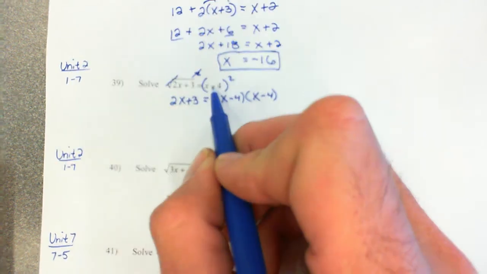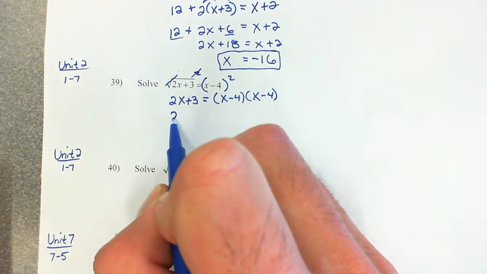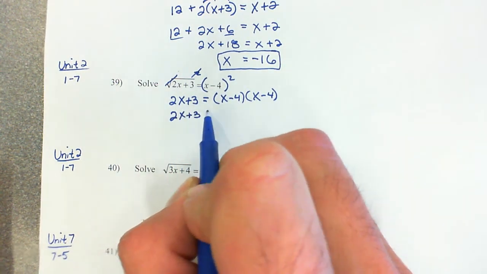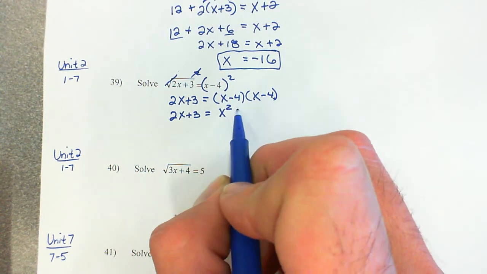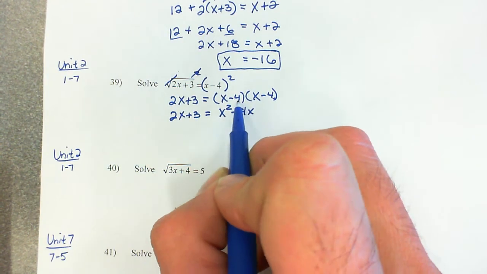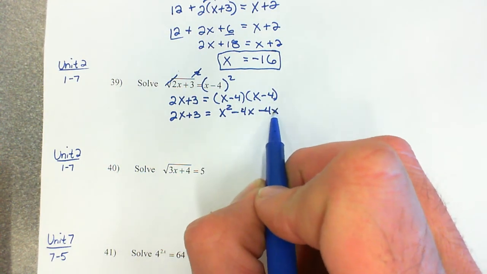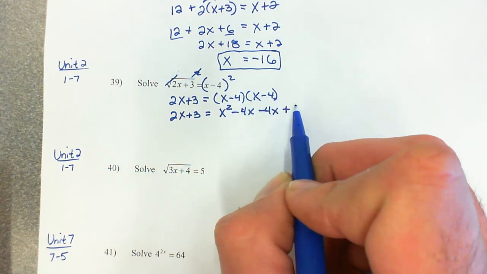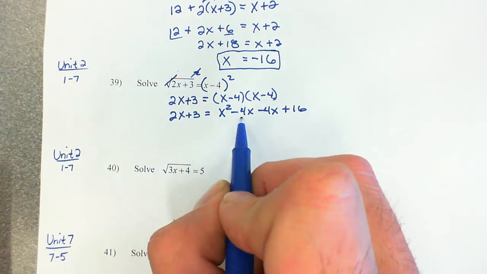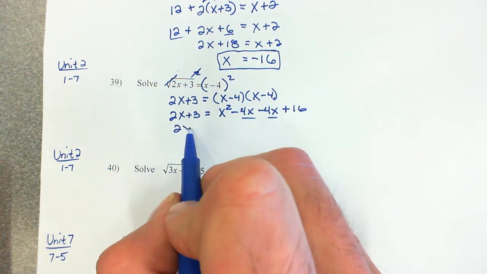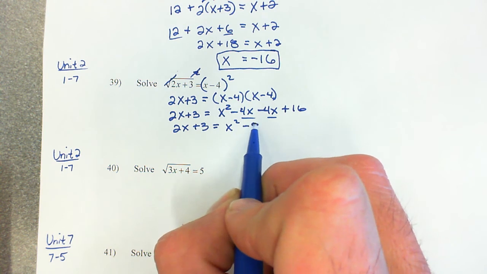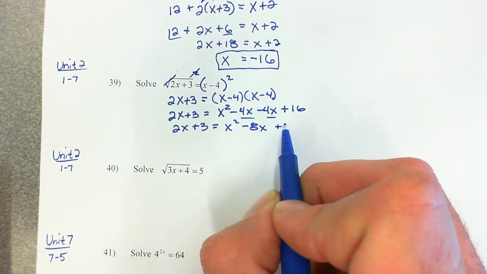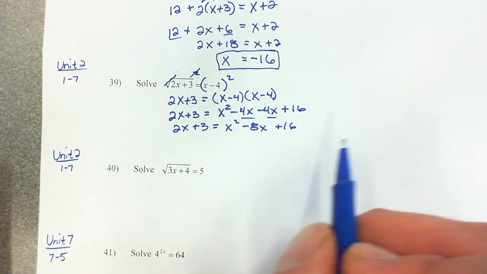Remember, you cannot distribute because this is subtraction. So now, let's just rewrite the left side. The right side, we are going to FOIL that out. X times x is x squared. Your outers is negative 4x. Your inners get you negative 4x. And your last terms get you positive 16. These can combine together. This gets you 2x plus 3 equals x squared minus 8x plus 16.